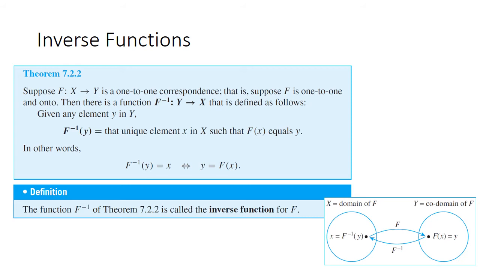Okay, and then the next definition is inverse functions. Suppose that f from X to Y is a one-to-one correspondence, so it is both one-to-one and onto. Then there is a function f inverse from Y to X that is defined as follows. Given any element little y in big Y, f inverse of y equals the unique element little x in big X such that f of x equals y. Symbolically, f inverse of y equals x if and only if y equals f of x.